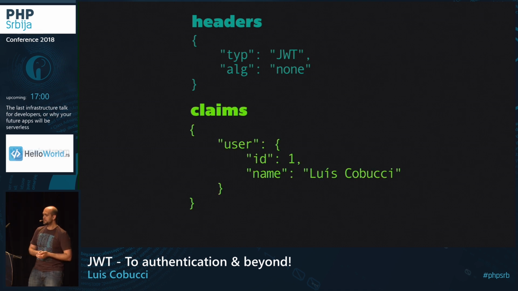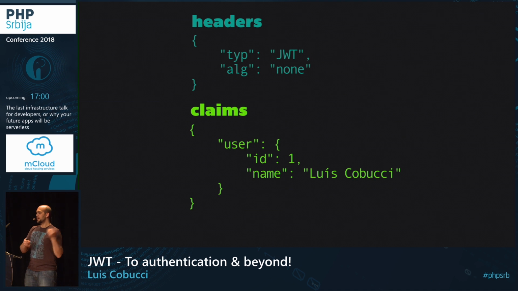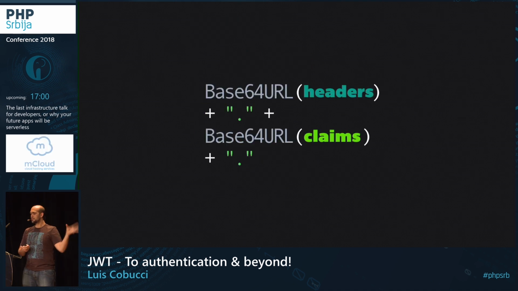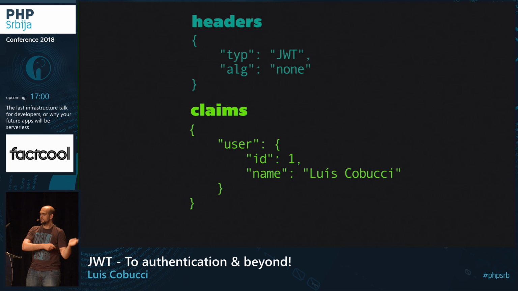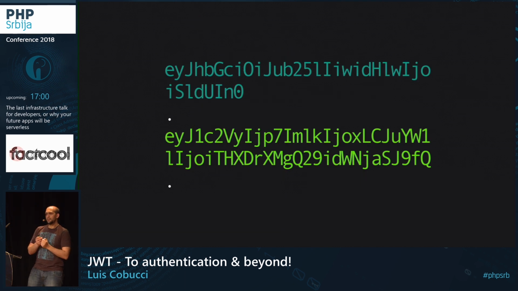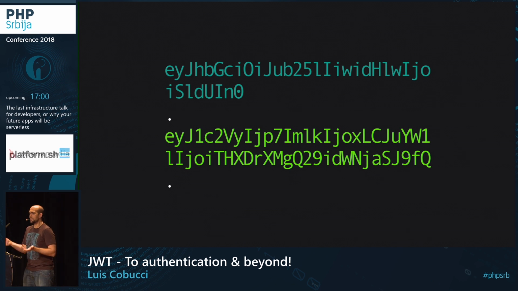And you have the claims. The claims are the place where you put all the information you need to add. As we said before, they are represented in this way. You have a base64 URL algorithm that encodes the headers, a dot, the same for the claims, and another dot. So again, this becomes this. But since we're using base64 URL to encode and decode the token, it means that anyone can modify it.